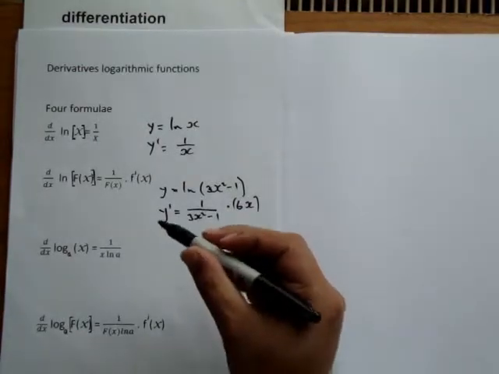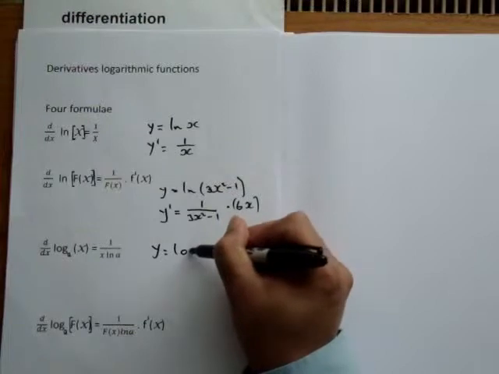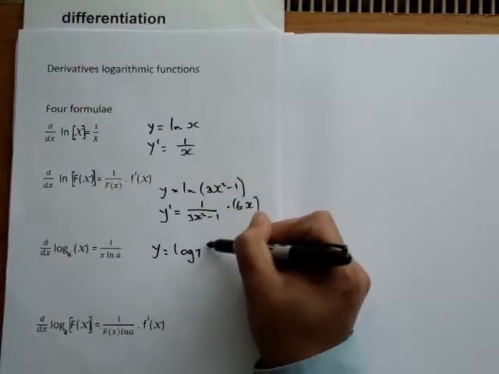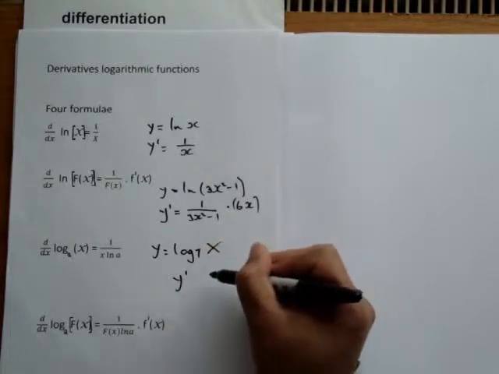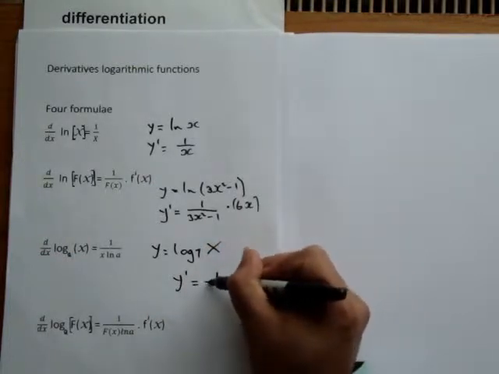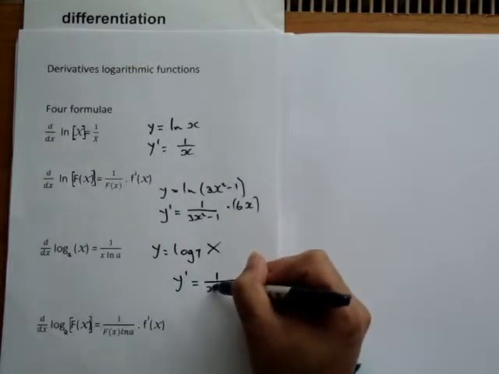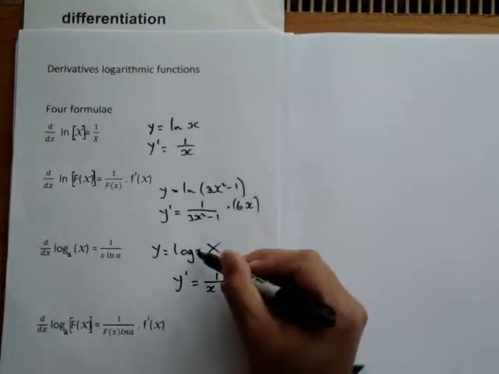Using the third formula, if we have something like y equals log 7x, then y prime is 1 over x, and then the natural log of 7.